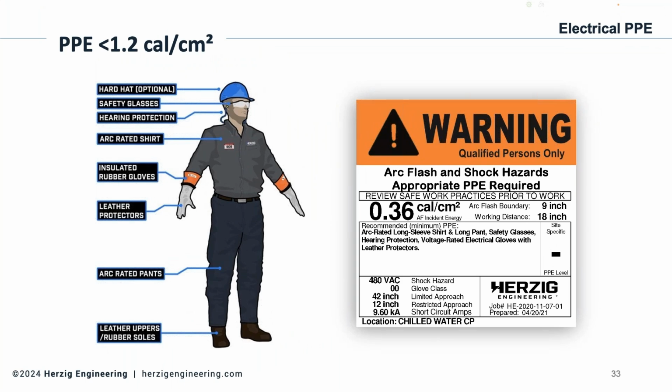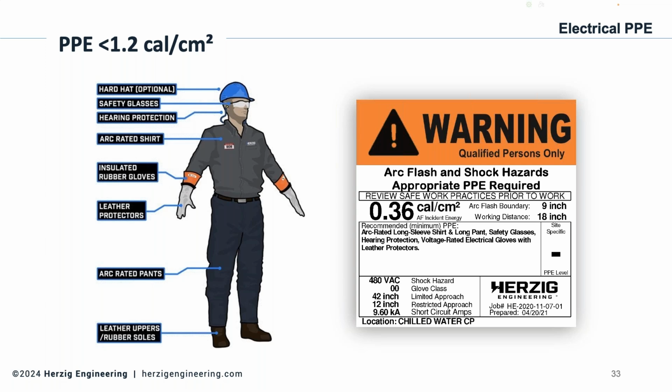So we still recommend arc rated shirt and pants to make sure, again, that that cotton doesn't ignite from molten material flinging out. The rubber gloves and leather protectors, that's for the shock hazard. So within the arc flash boundary, or if you're getting that close, you're already crossing the restricted approach boundary, in this example being 9 inches. If you get close enough, you should have your shock protection on: insulated gloves, leather protectors. Same with your footwear, shock protection.